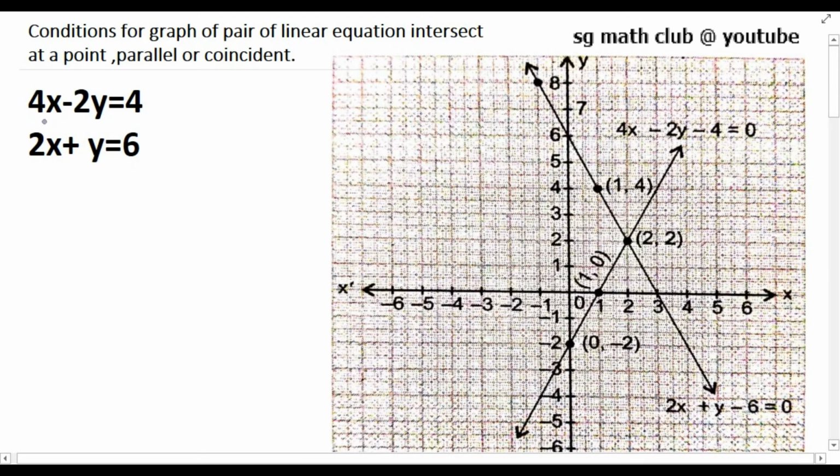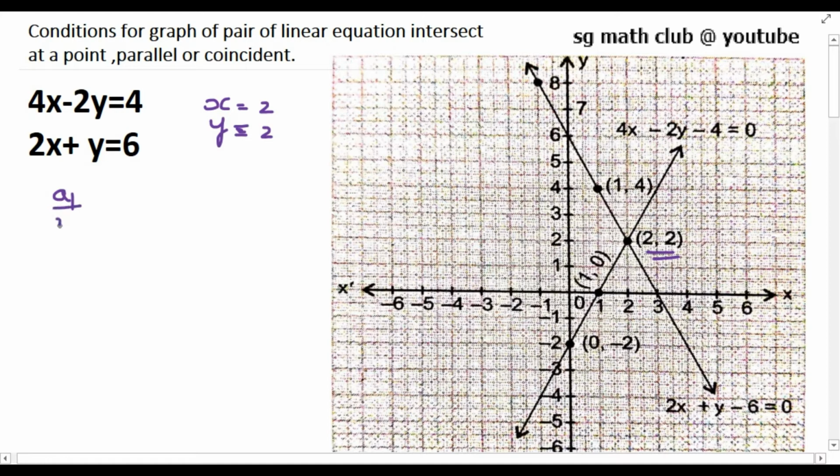Now consider the equations 4x minus 2y equal to 4 and 2x plus y equal to 6. When you solve this by the graphical method and draw the graph, we get two intersecting lines and the solution is (2, 2). That means x is 2 and y is also 2. So this pair of linear equations has a unique solution, and when you draw the graph, you get intersecting lines. Now we will compare their coefficients.